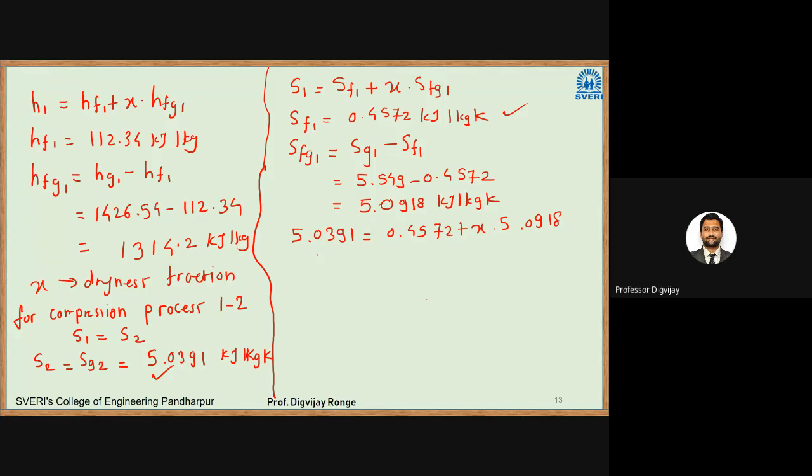So how to calculate X? I will take it to this side. So that will be 5.0391 minus 0.4572 equal to X into 5.0918. So can you calculate the value of X? One person has calculated, others also calculate, and please check your answers.